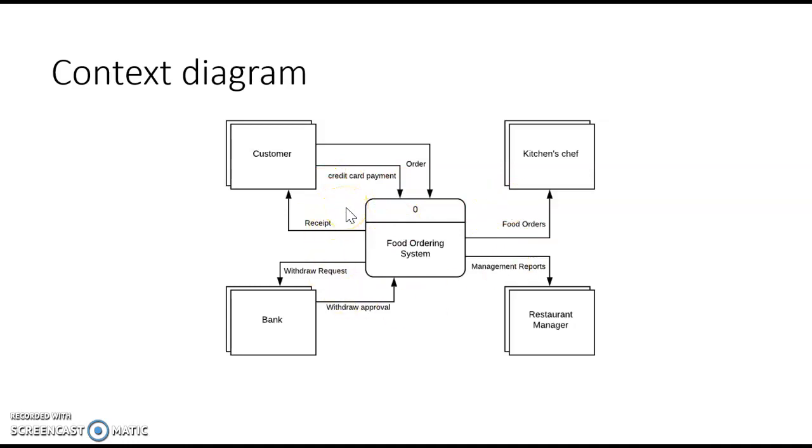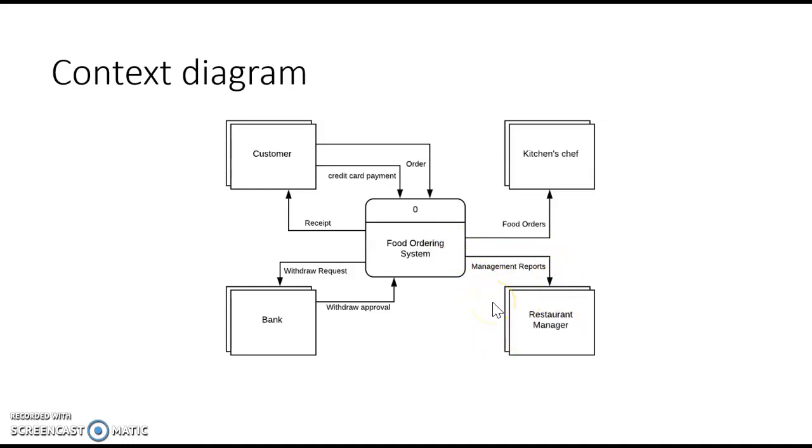Okay, so how does it actually work? The customer will be ordering some food. The system will forward it to the kitchen chef. When the customer pays using a credit card or a debit card, the system will send a withdrawal request to the bank. The bank will approve it, and then the system will prepare a receipt for the customer. Different orders will be placed into a report with all of the inventory used to prepare these orders, and these will be sent as management reports to the restaurant manager.